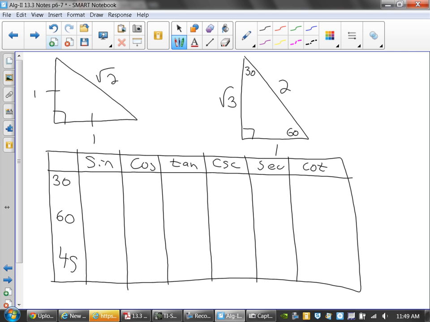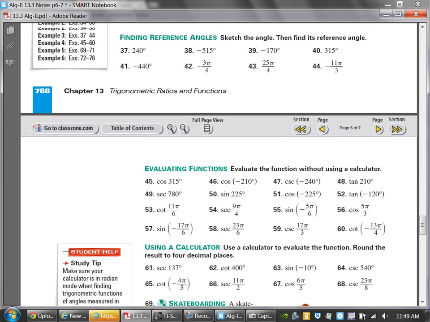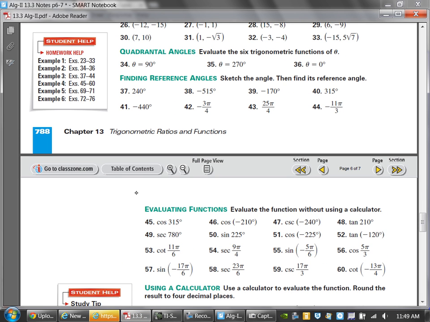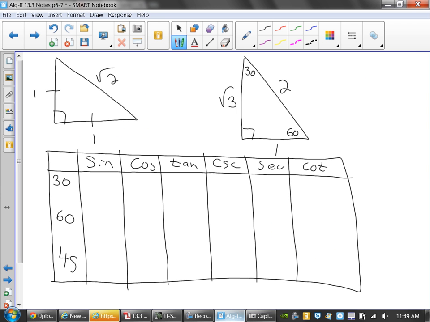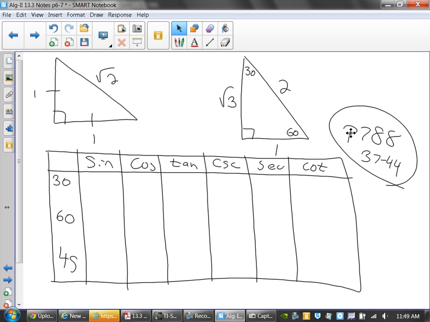The second part is, what problem? That's our homework? On page 788, 37 to 44. So I want you to make this chart, and I want you to do those 8 reference angle problems. When you do the reference angle, try to remember to draw it first to give you an idea, especially for any of the weird ones, to help you figure out where the loop goes.